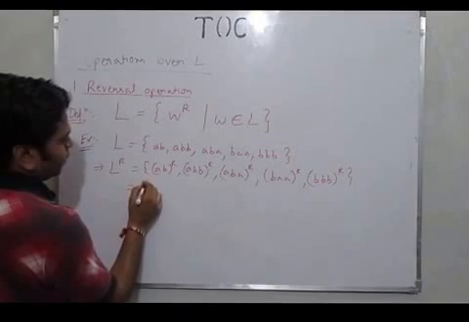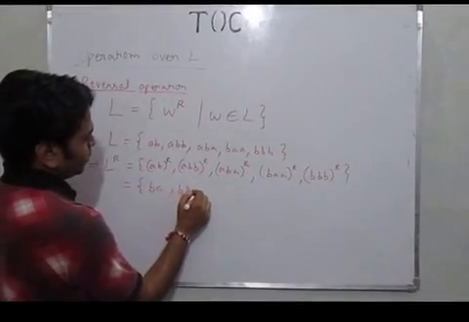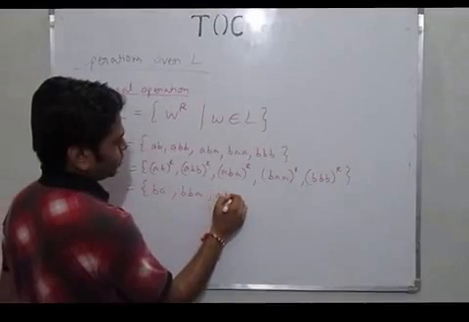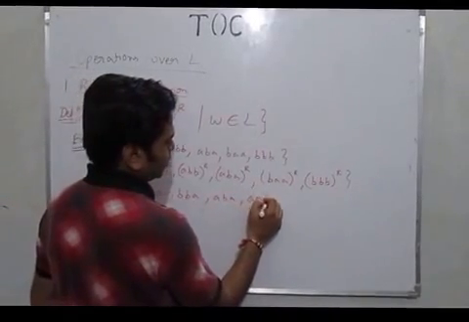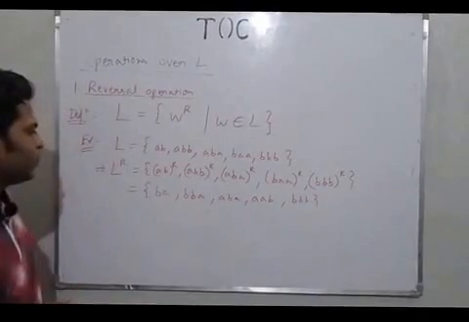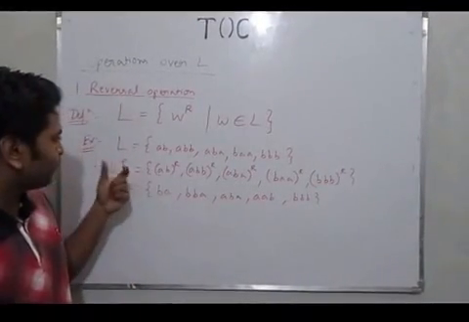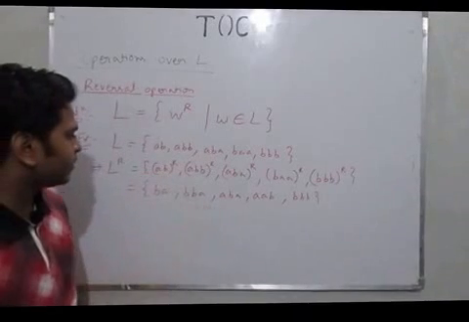And it would result in BA, EBA, ABA, AAB, and B. So this is what we obtain for the reversal defined over this language. Fine.